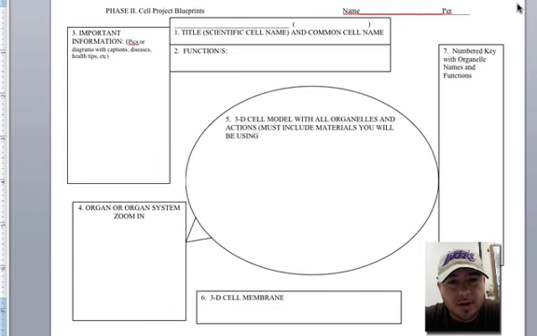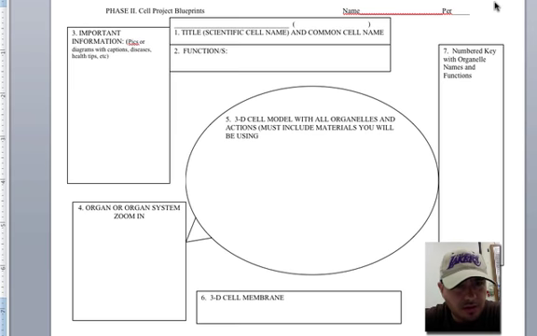Hello students, today we're going to talk about how to fill out the Cell Project Blueprints worksheet. It's very simple, and the idea here is just remembering this: this worksheet is really going to be your poster. It's exactly going to represent what you're going to build and what your poster should look like. So I'm going to talk about what you include here. I'm going to show a sample, and then I'll show you what the projects will look like.